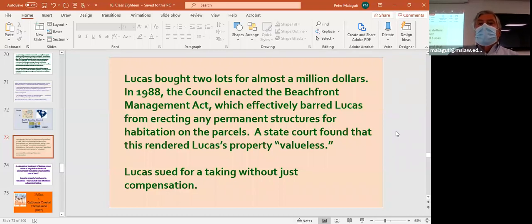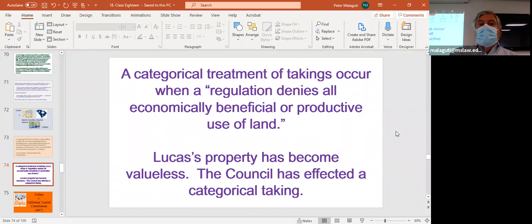So here, this Beachfront Management Act essentially barred him from being able to put up any structures on the land at all. The finder of fact found that this rendered the property valueless. He sued, saying that it was a taking without just compensation.